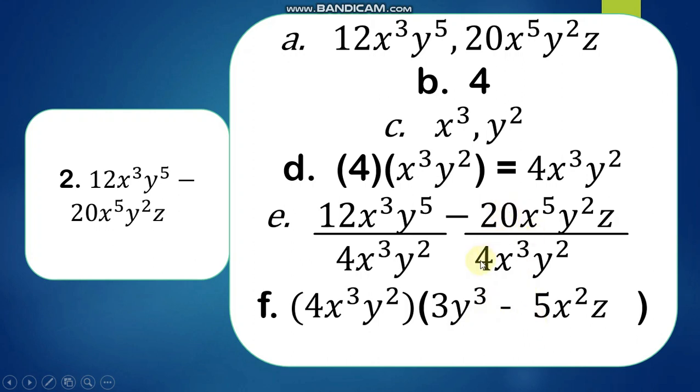Minus 20 divided by 4 is 5. x to the power of 5 divided by x cubed is x squared. y squared divided by y squared is 1. But 1 times 5x squared is 5x squared. Then copy z. Remember that this is the second factor and this is the first factor. So the factored form of 12x cubed y to the power of 5 minus 20x to the power of 5 y squared z is 4x cubed y squared times 3y cubed minus 5x squared z.